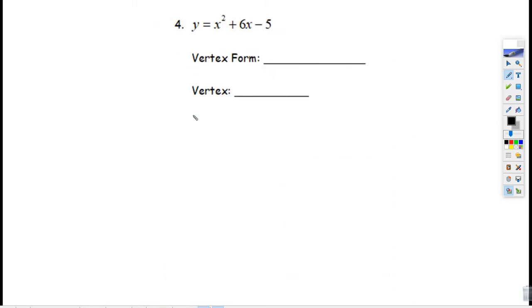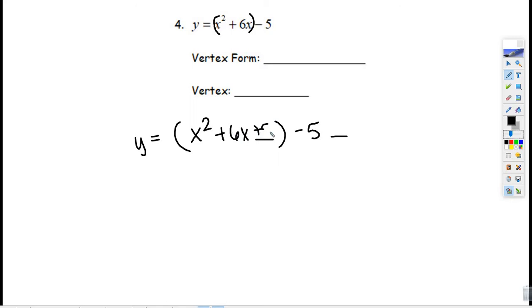So to put this in vertex form, remember that we have to complete the square. So remember, we always group these two together. So I have x squared plus 6x. I'm going to draw my blank, -5, and my blank to keep my equation balanced. So remember, to fill in the blank, we take half of the center term and square it. So half of 6 is 3, and 3 squared is 9.